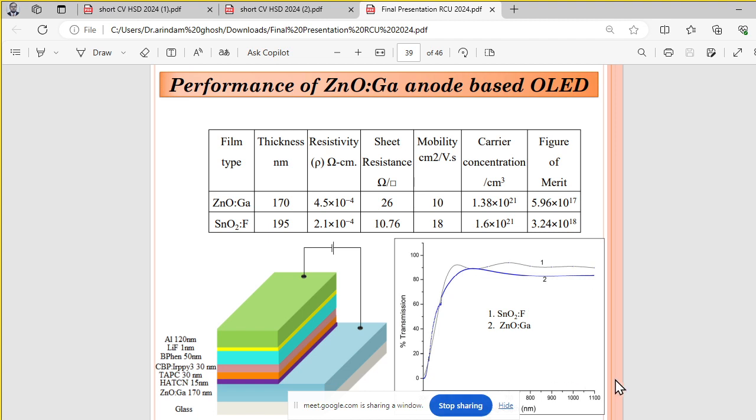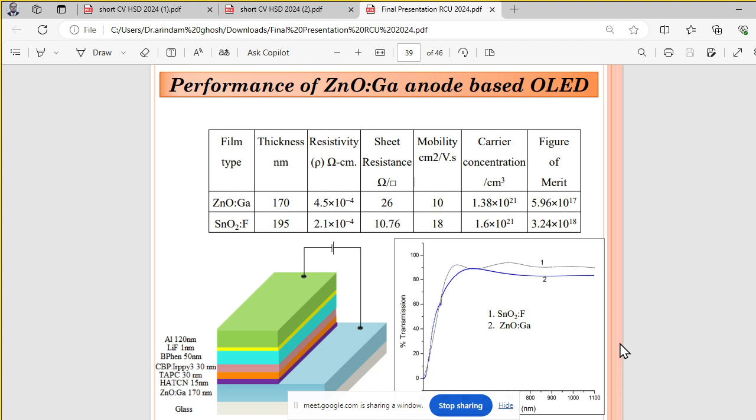So here we also performed gallium doped zinc oxide thin films as the anode material, and then studied a competitive comparison with the commercially established thin films, fluorine doped tin oxide and indium doped tin oxide. We compared our result with that of the commercially established thin film.